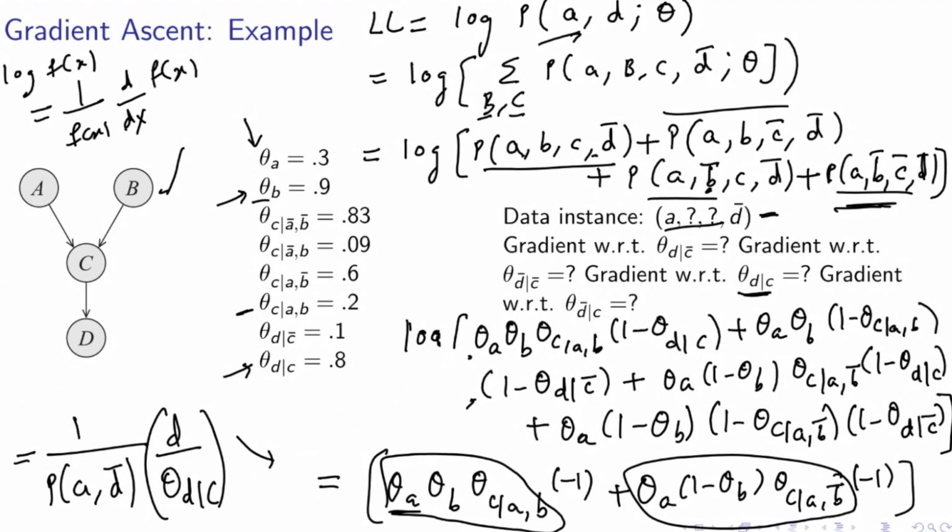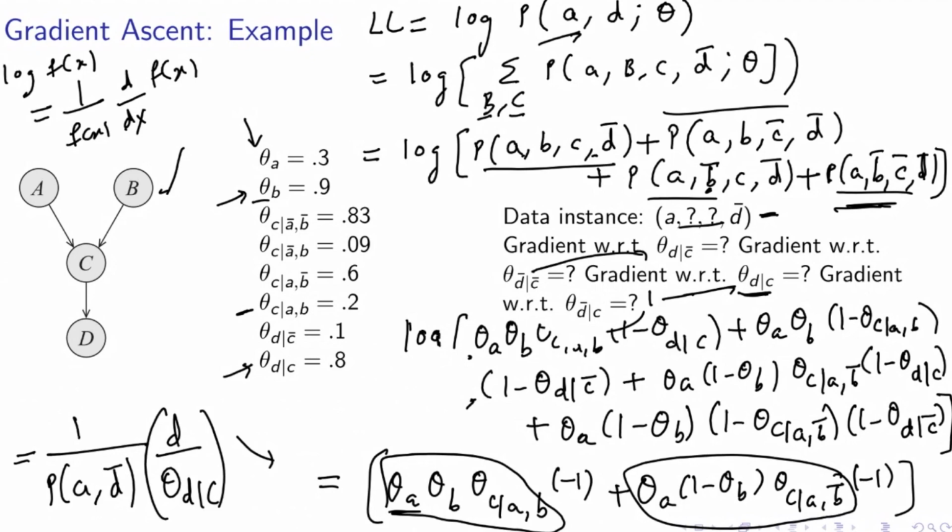Similarly, you can compute the derivative of this expression with respect to theta of d given c bar, and so on. Actually, we don't need the derivative with respect to d bar given c bar or d bar given c, and the reason is that they are nothing but 1 minus the other. For instance, this one over here is equal to 1 minus theta of d given c. Similarly, theta of d bar given c bar is 1 minus theta of d given c bar. So that's how you can solve this problem.